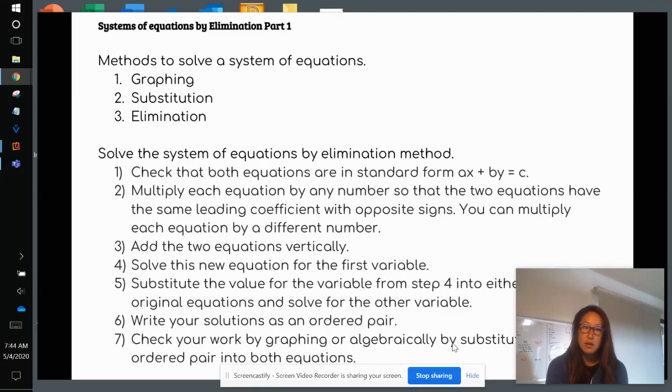Today we're solving our system of equations by elimination. We've already done graphing and substitution, so now this is just a third way to be able to solve a system.